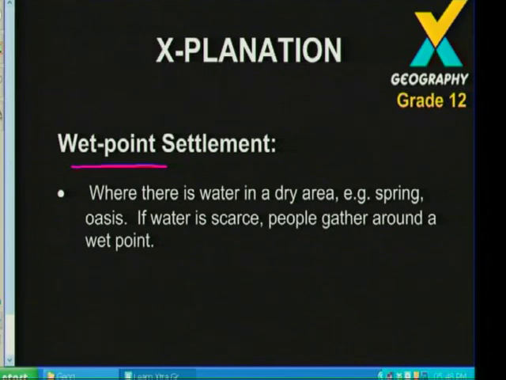Now let's look at wet point and dry point settlements. Looking closely at the definition, where there is water in a dry area, example a spring or oasis, if water is scarce, people gather around a wet point. Generally, your wet point settlements will occur in drier areas, example your Kalahari regions. Here, when a settlement locates closely around a water source, it is referred to as a wet point settlement.